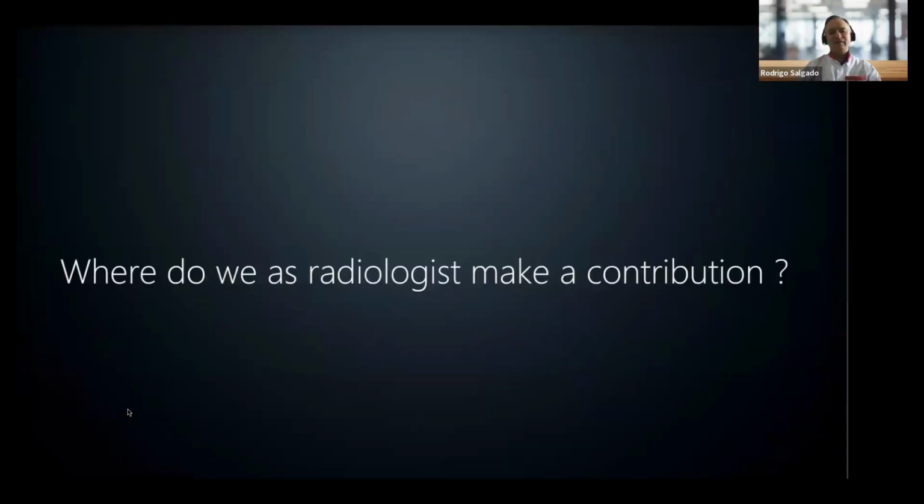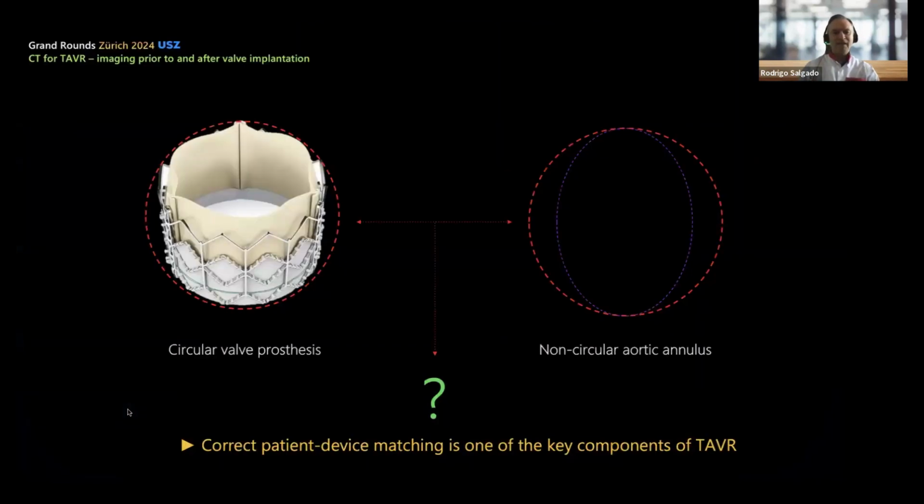And this brings us to the point of why we as radiologists make a very nice contribution in selecting the best patient for the TAVI valve. Because we are trying to put a transcatheter valve, which is circular by design, in an aortic annulus that is mostly non-circular. So how do we fit these two together? How do we make this more compatible?